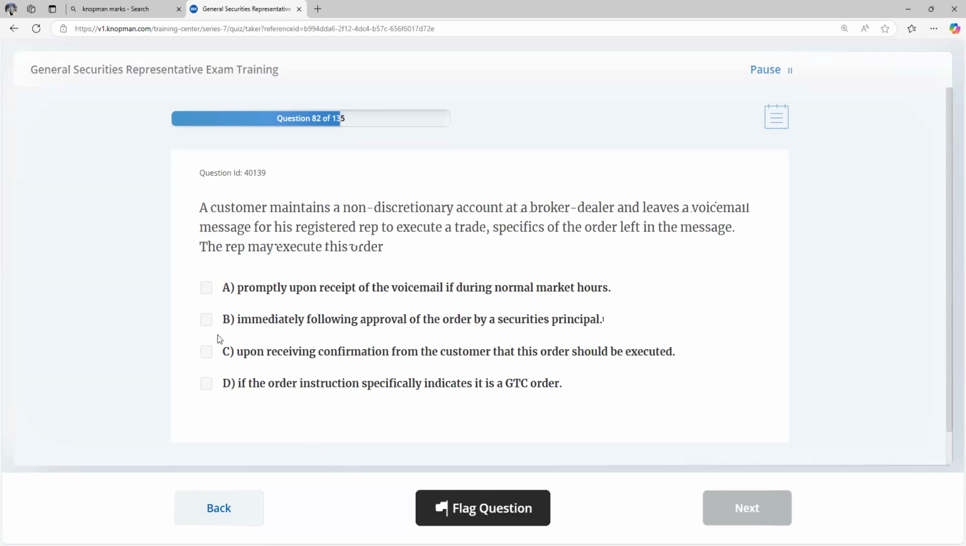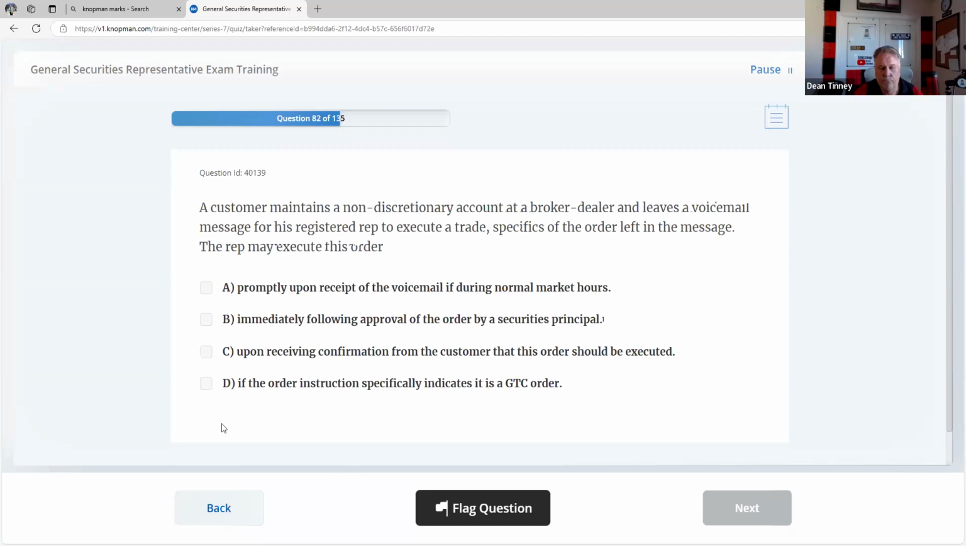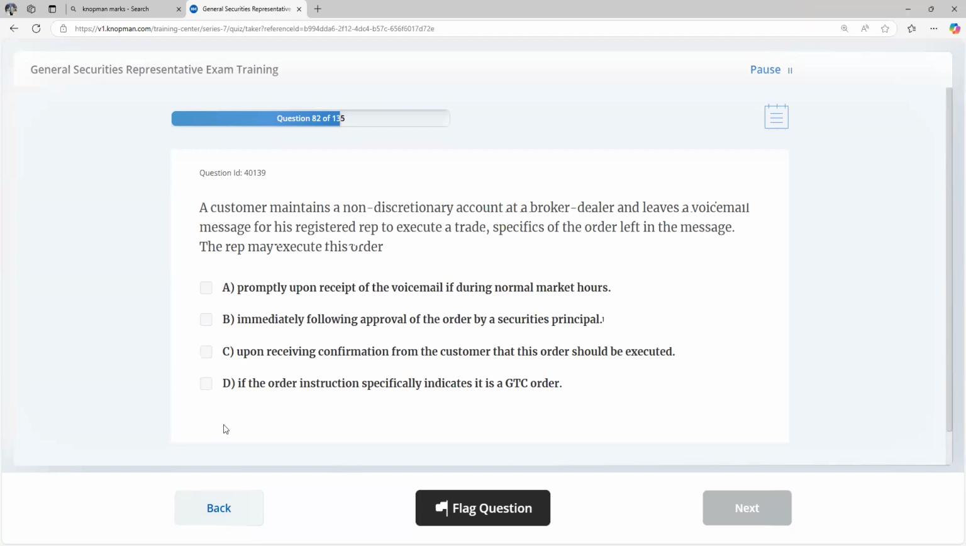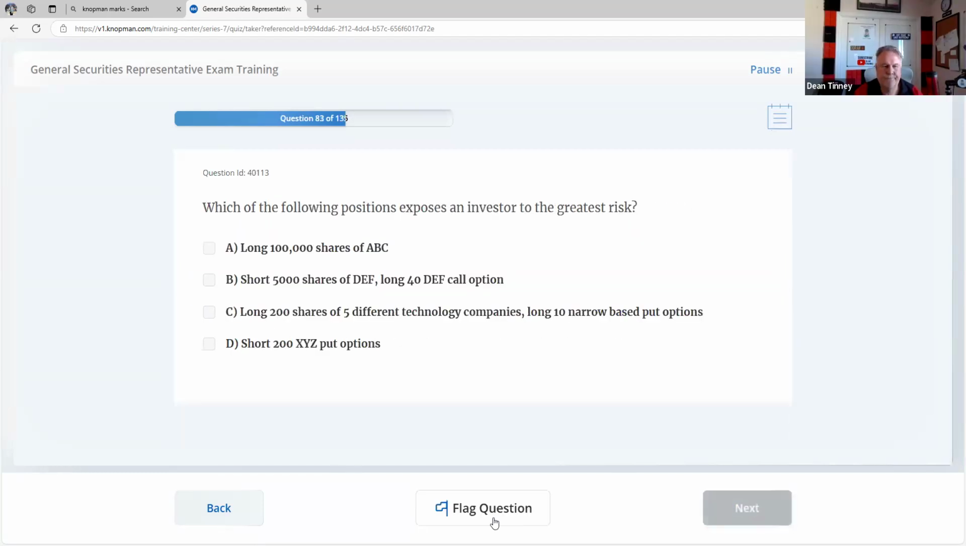Well, let's pick one. So what do you want? You got to pick one. Specifically, if the order instruction specifically indicates it's a good till cancel, upon receiving confirmation of this. I'm going to go A, even though I just don't like... Okay, I'm going C. Let's see what happens. I don't like this question.